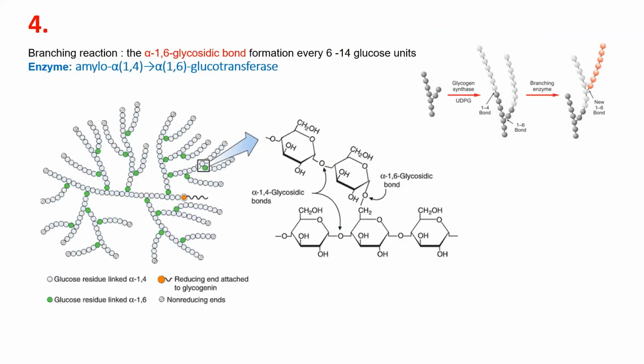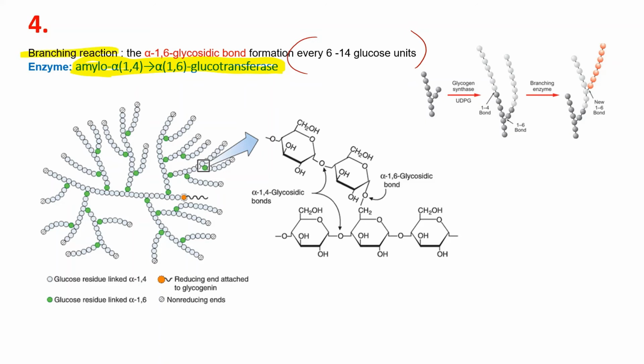After glycogen synthase built that glycogen chain of 10 or more glucose residues, another enzyme, amylo alpha-1,4 alpha-1,6 glucotransferase or branching enzyme, will cut a terminal segment of at least 6 glucose molecules and insert it with an alpha-1,6 glycosidic bond on neighboring chain. So this part is known as branching reaction.